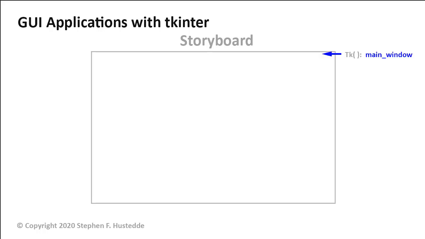And what I'm starting with is the square of my window. And we're going to use a method, it's actually an initializer called TK, and it's going to create this window. But we need to give it a name. And so every object in our GUI should have a name. So I'm going to name this object main window, main_window.